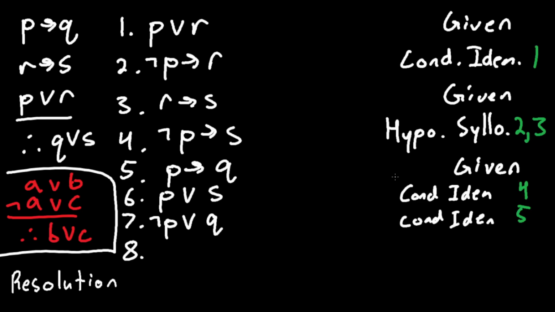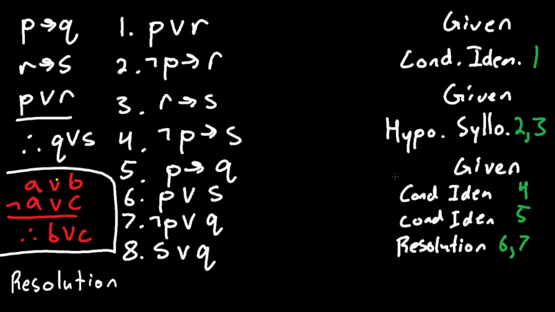And why I thought of resolution was because resolution has the OR in the format, and we have the Q and the S right next to each other that we can use for resolution to get Q or S. So right now, if we use resolution, the rule of inference resolution, on 6, 7, we get S or Q. All right.